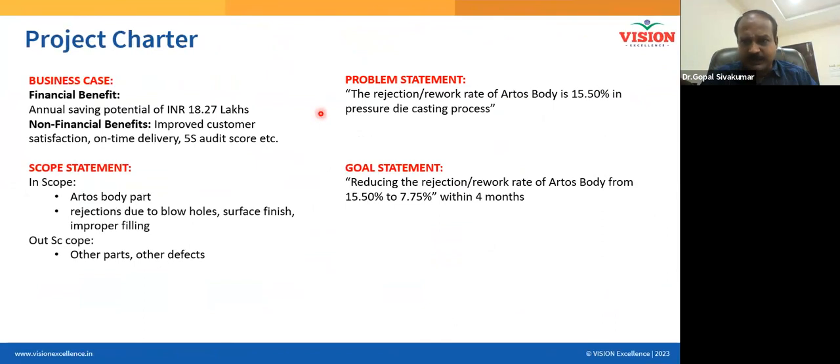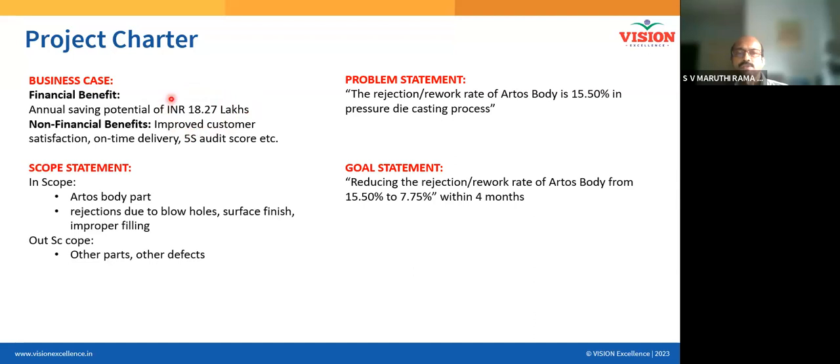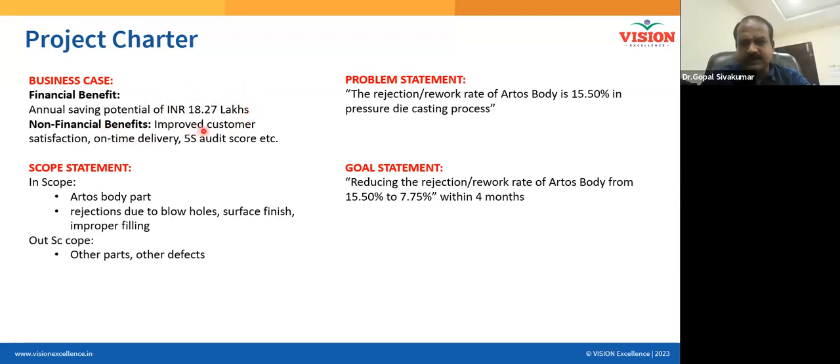And now the project charter. I'm not showing everything, but the business case is written here. Can you see the business case here? What is the saving? 18.27. And over and above, some additional benefits to the organization, like improving customer satisfaction, on-time delivery, 5S audit score. And then the problem statement is rejection rate of a particular part, which is known as ARTAS body. Currently, it is 15.5, and we are trying to bring it down to 7.75, close to half of it.